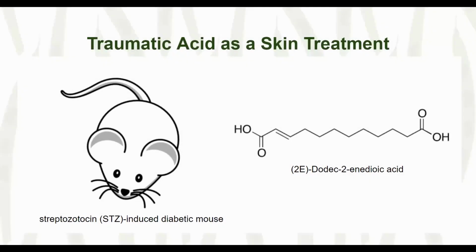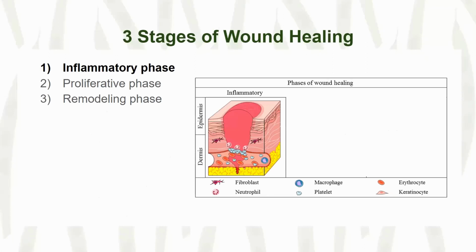A study on diabetic mice being treated with a gel containing traumatic acid has shown positive effects on wounds like skin ulcerations. This is valuable because one of the severe complications associated with diabetes is impaired wound healing. The healing process for wounds typically develops through 3 stages.